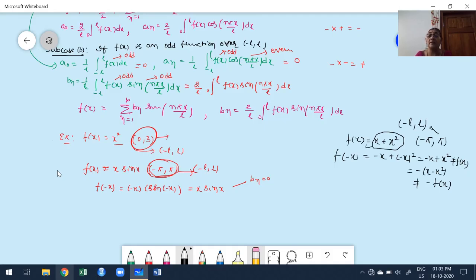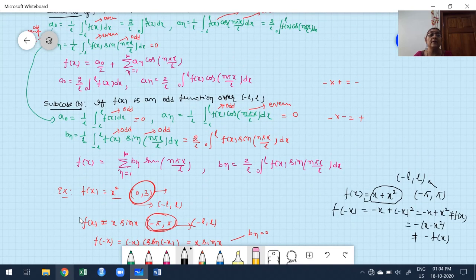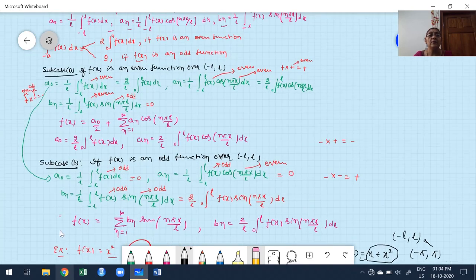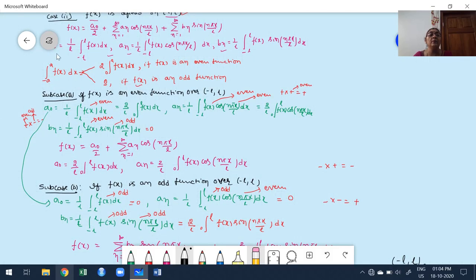In such cases, we are going to construct a Fourier series using the second case formula only, in the interval minus L to plus L. What's the second case formula? And this is our second case formula. Now, using this formula, we have to construct the Fourier series.